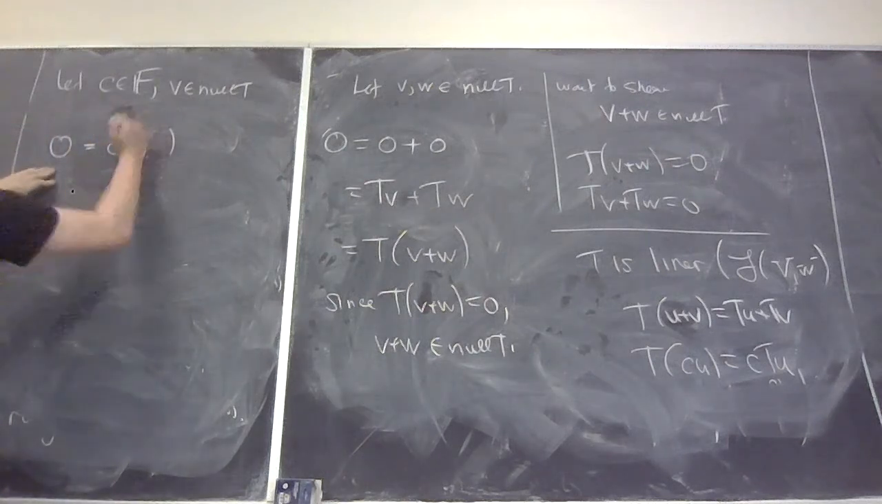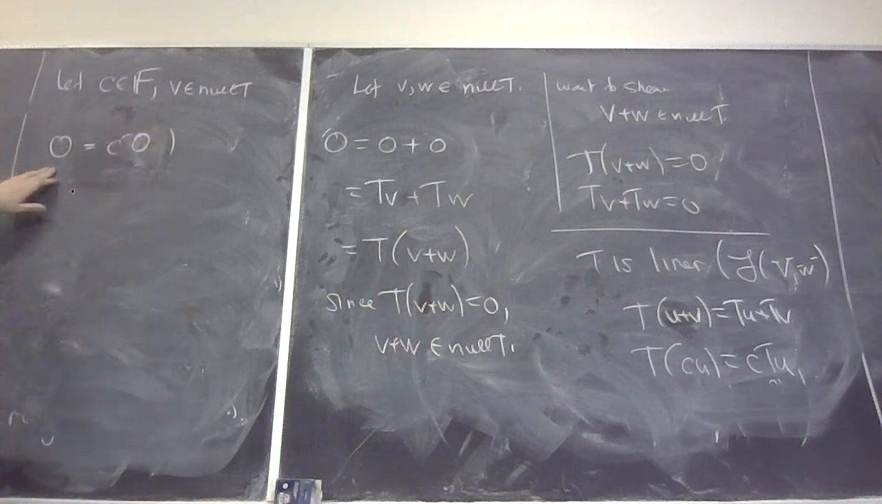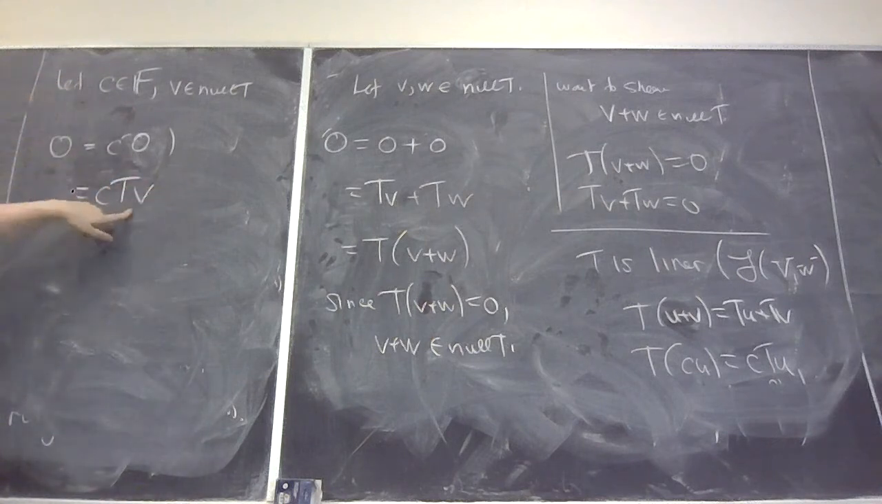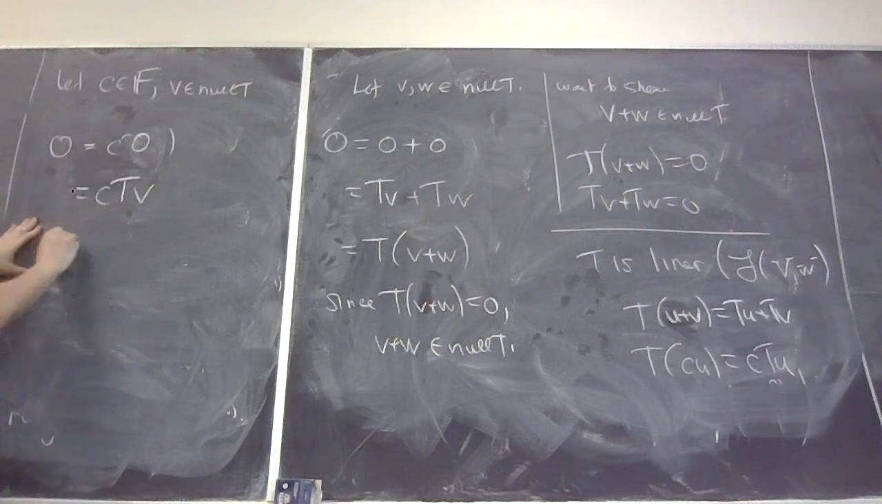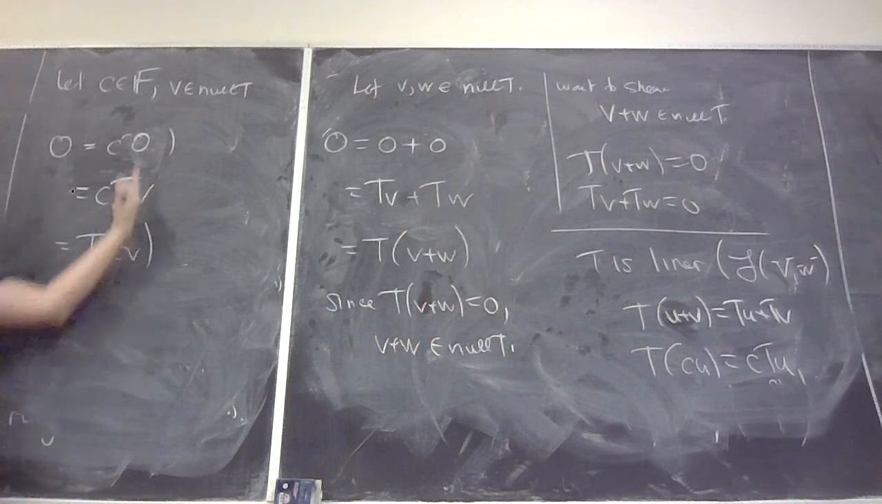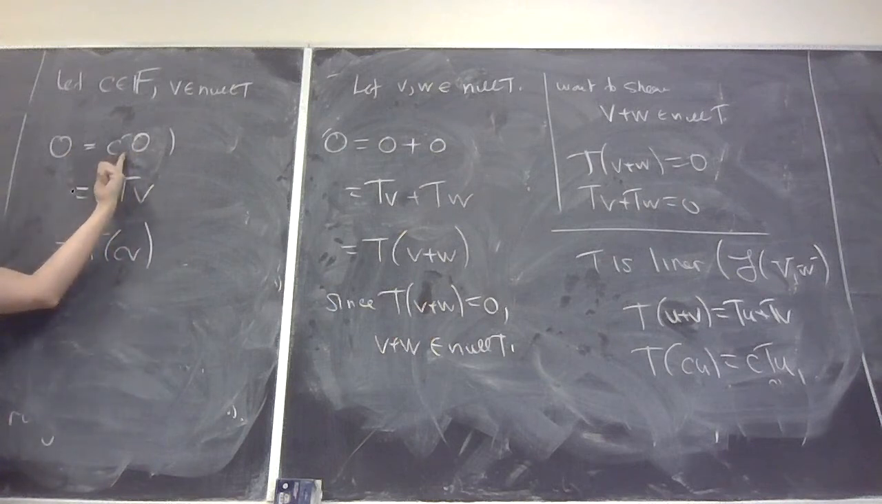So that's true. 0 is equal to C times 0, but T of V is equal to 0 because V was in the null space. And then linearity lets me pull the C inside, like that. And that means T sends CV to 0. It seems kind of artificial, but basically what I'm doing is starting with this line and working in this direction and seeing if I got 0 out.